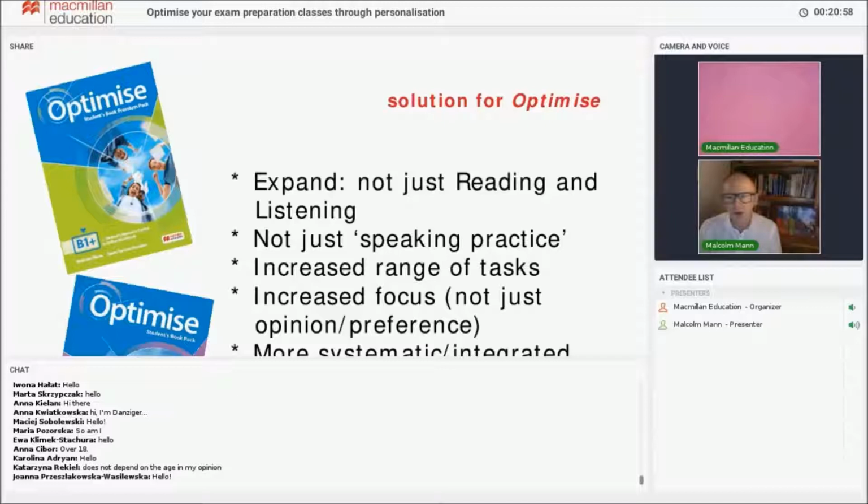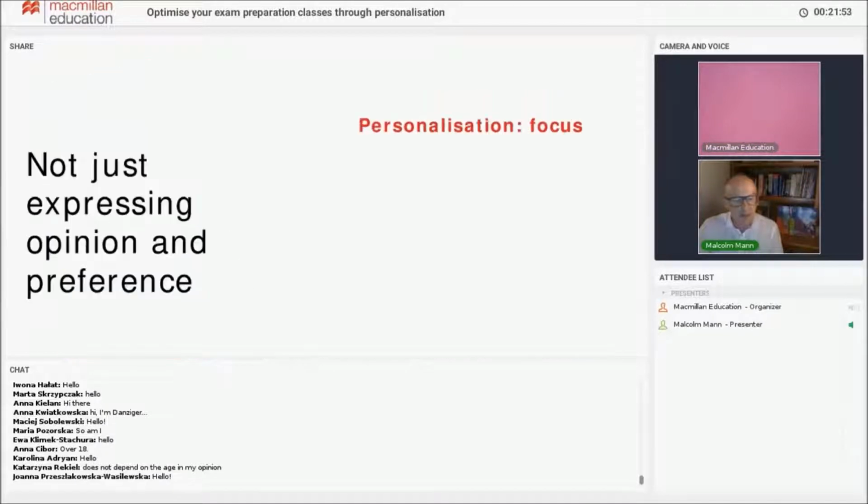So when we came to write Optimise, which is our new exams preparation course, we wanted to keep the idea of Have Your Say, keep the plus points, but try and solve the problem of the drawbacks. So we wanted to expand it. So it wasn't just reading and listening, it was also grammar, it was also vocabulary, it was also use of English, for example. It wasn't just speaking practice, it was also other things such as writing or research. It was an increased range of tasks, more variety in terms of what we were asking the students to do, and an increased focus, not just always focusing on expressing opinion, expressing preference. More systematic, so we were more careful what we covered when, and more integrated into the course. That was the aim.